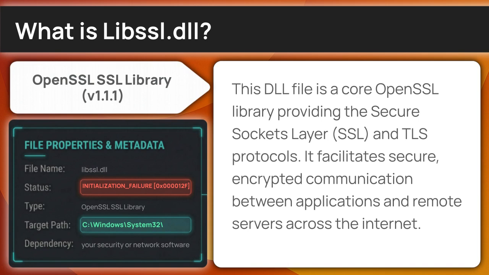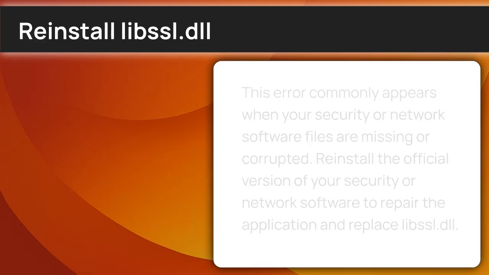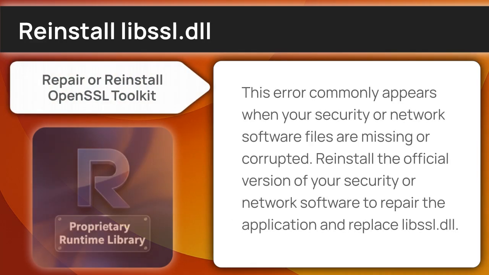Now that the background is clear, let's walk through the actual installation steps. It's important to note that the Libssl security shim DLL is installed as part of your security or network software and isn't found in Windows by default. Reinstalling the latest official version of your security or network software from the official source will restore the correct version of the Libssl security shim to your PC.